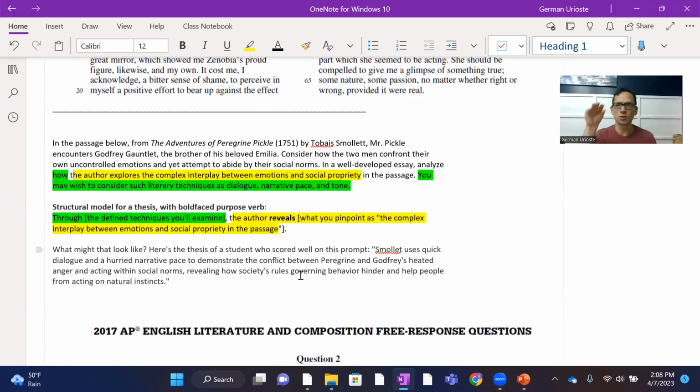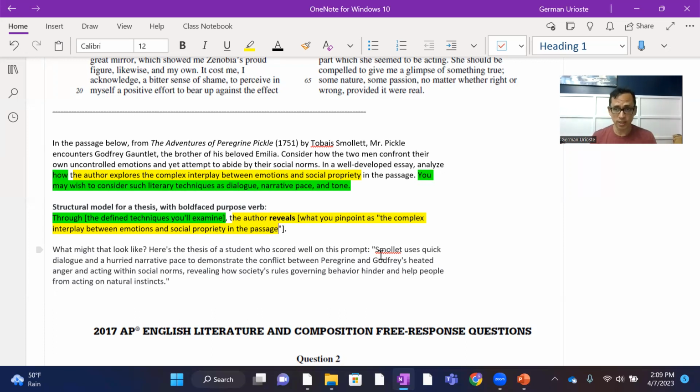Here is my textual focus. Here is the claim I'm going to make. Now, here is what an actual student wrote once upon a time, right? From the AP reservoirs. Here is a student who did well. The entire essay was strong. Let's look at the thesis and what that looked like. Smollett uses quick dialogue and a hurried narrative pace to demonstrate the conflict between Peregrine and Godfrey's heedless anger and acting within social norms, revealing how society's rules governing behavior hinder and help people from acting on natural instincts.